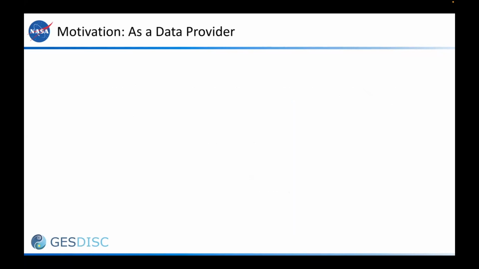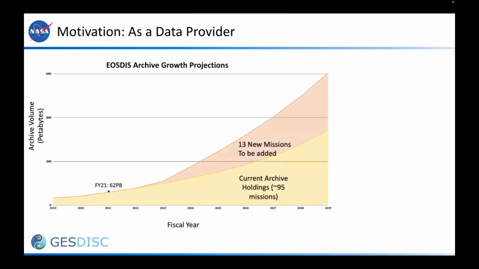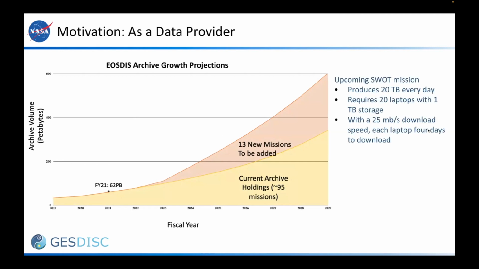So I'm going to be really wearing two hats right now. One as a data provider, right? I work at NASA, at one of the DACs based in Goddard. And as a data provider, we know that existing data collections are just growing exponentially. So this is just an example of NASA's Earth Data Archive, which is growing from 62 petabytes to over 600 petabytes by the year 2030.